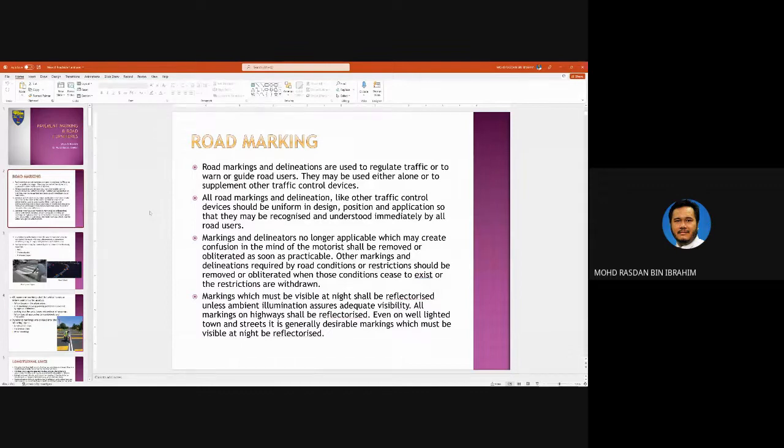If you see some markings that are non-reflectorized, normally they are painted by building owners, people that do not adhere to road standards within private developments. For public roads, if constructed by the authority or the JKR, for example, they must be reflectorized.